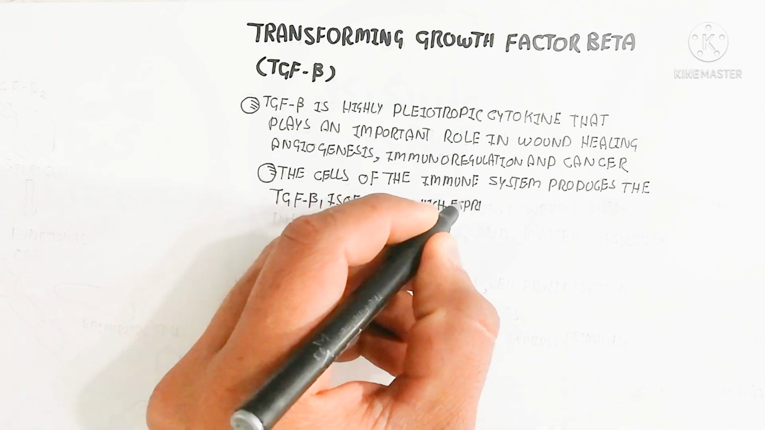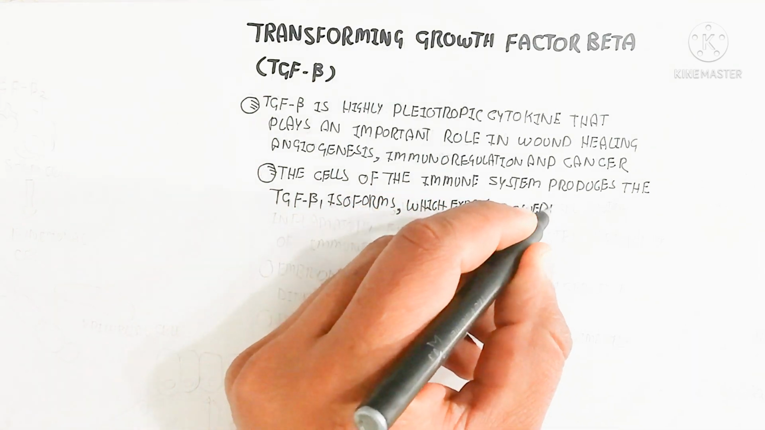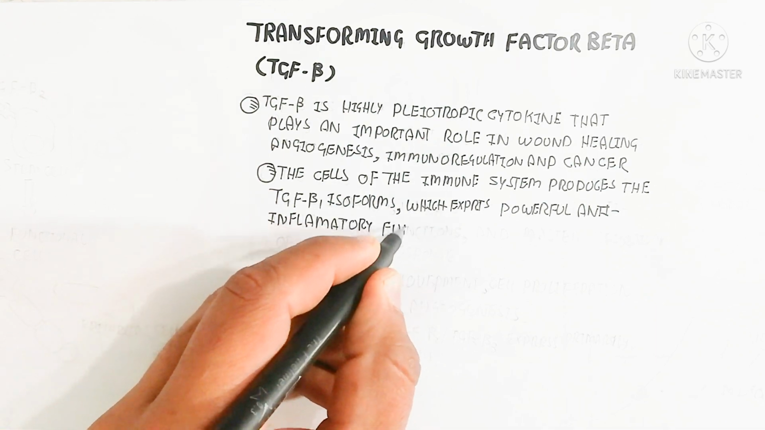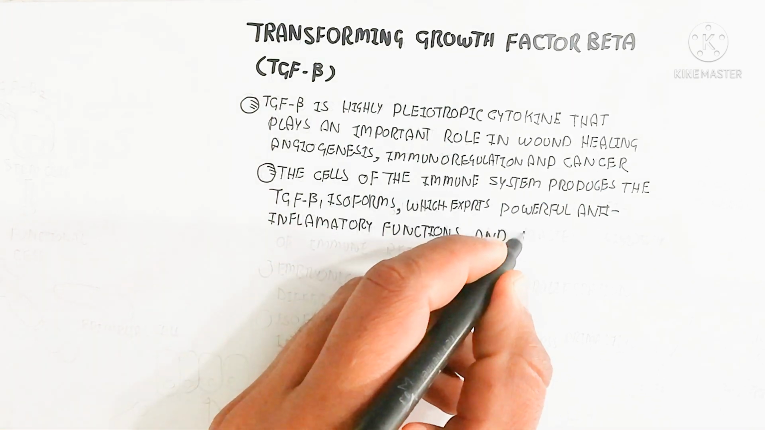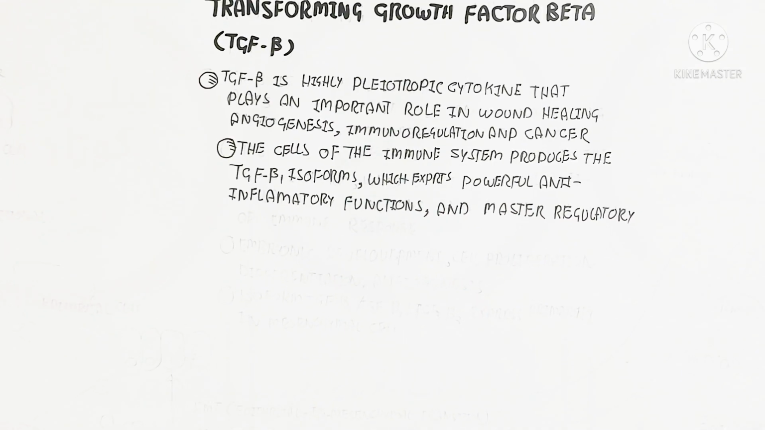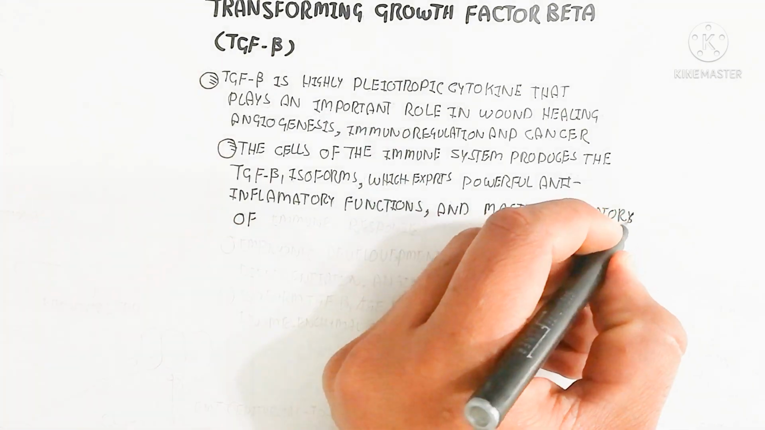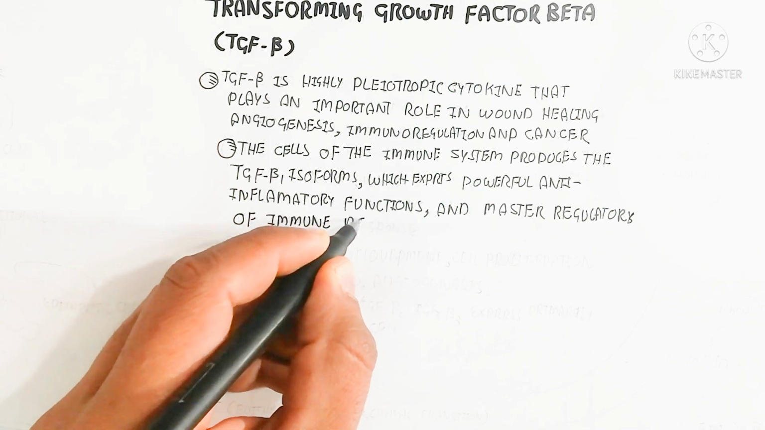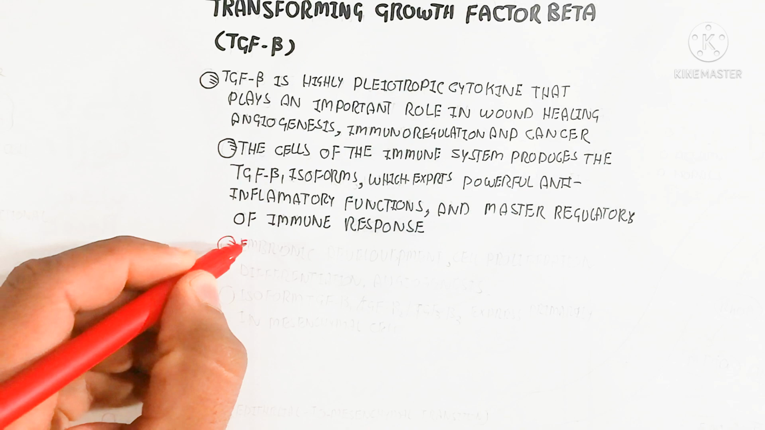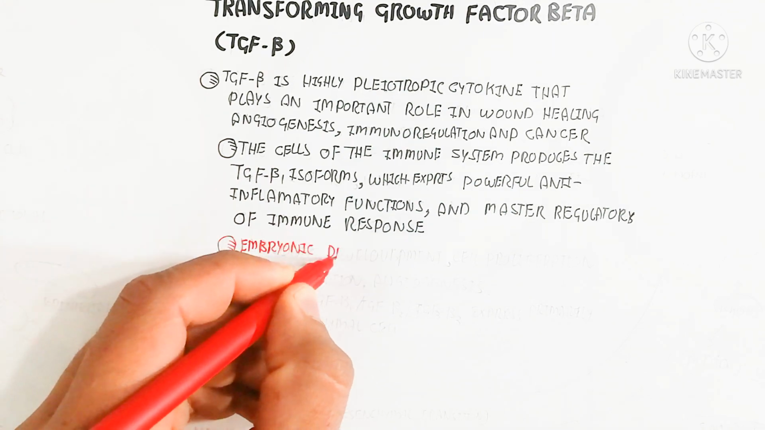On the other hand, the cells of the immune system produce the TGF-beta 1 isoform, which expresses a powerful anti-inflammatory function and is a master regulator of the immune response. It is also involved in embryonic development, cell proliferation, cell differentiation, and angiogenesis. So all these things are due to transforming growth factor beta.